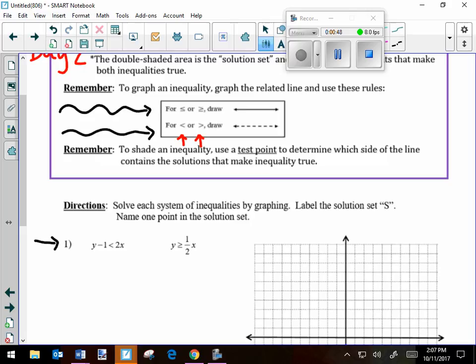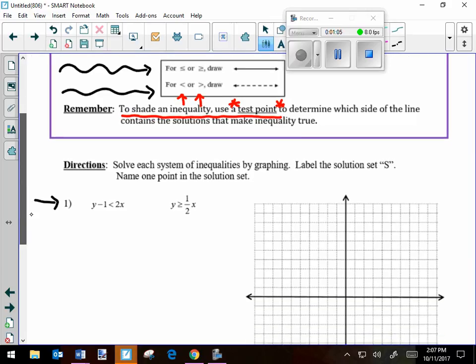When we go through and graph these, we have to determine which side of the line we're going to shade, and to determine which side, we're going to use something called a test point. That will tell us whether or not the test point is true and whether or not the solutions on that side of the line are going to be true.